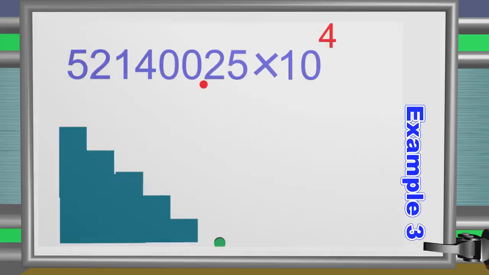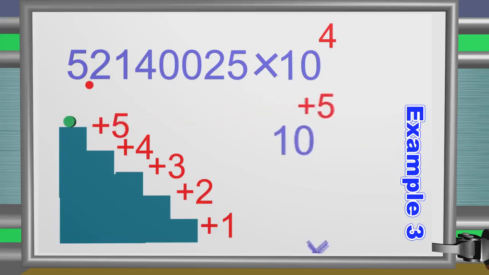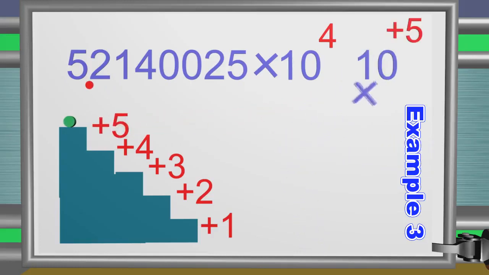Example 3. What should we do if the number itself already has a power? Consider the following number. The decimal point must move to the left, to be just one digit before the decimal point. Because 5 digits move to the left, we add 5 to the power.